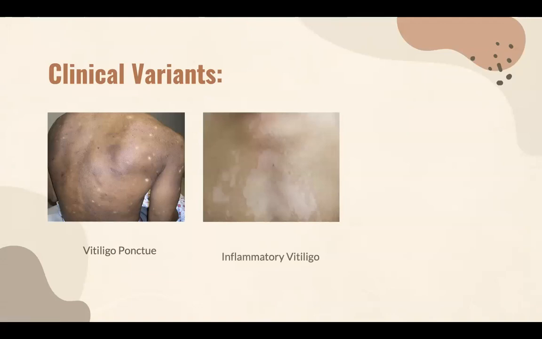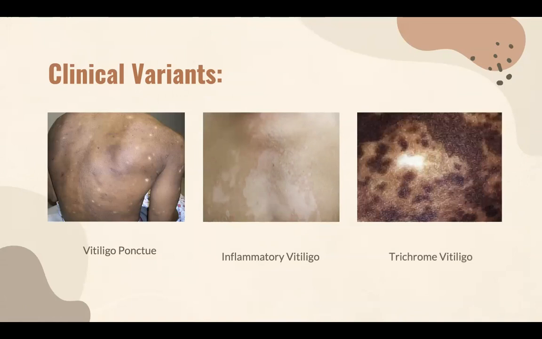Or inflammatory vitiligo, which is vitiligo macules or patches with erythematous raised border. This type can be associated with mild pruritus and can be misdiagnosed as tinea corporis, which is a fungal infection. The third variant is trichrome vitiligo, and the name says trichrome, which means three colors, and here you can notice a third intermediate layer or color between the depigmented lesion and the normal skin.